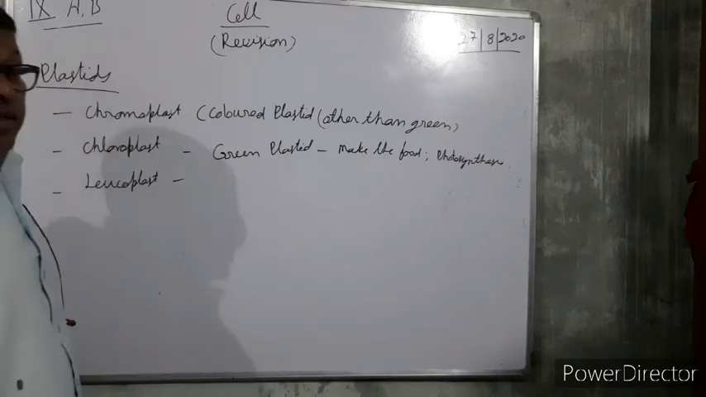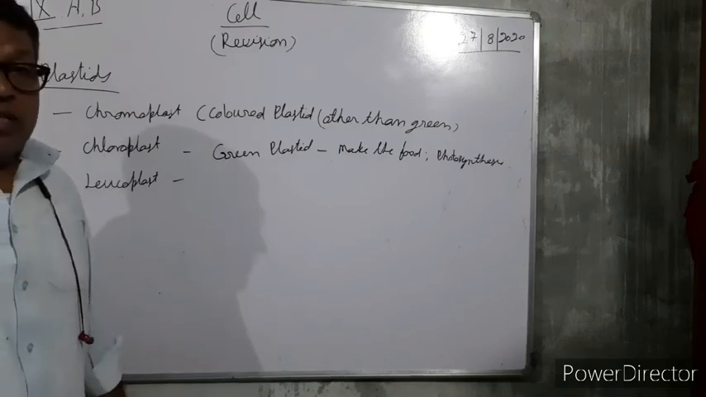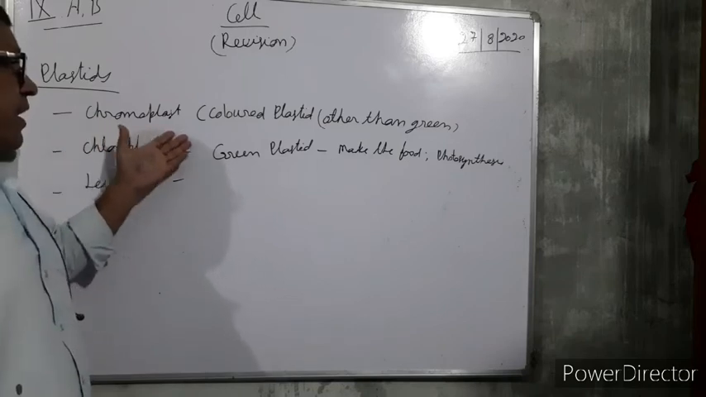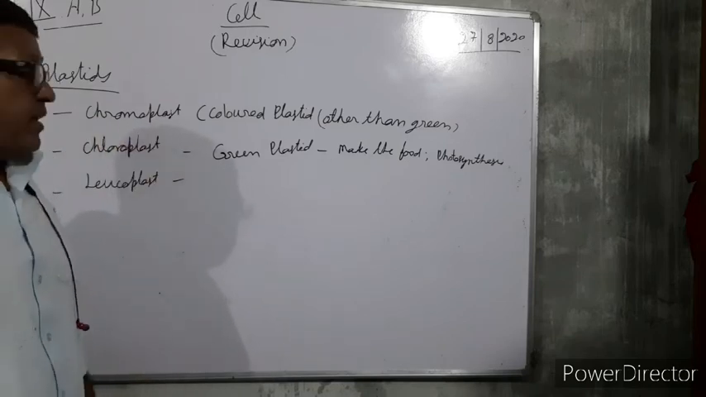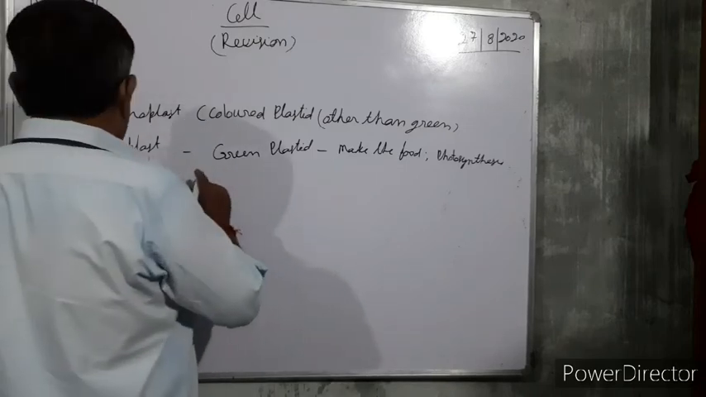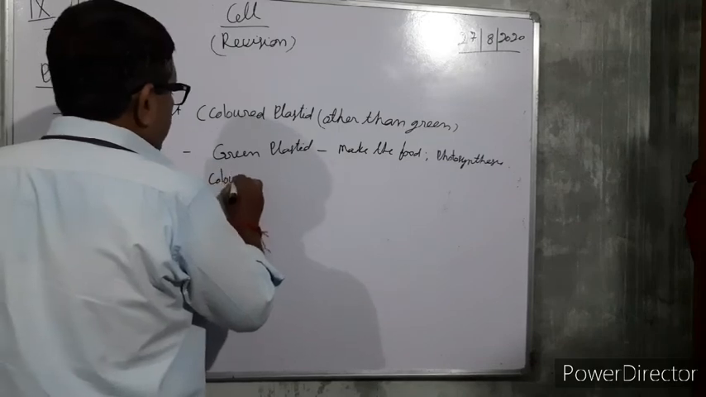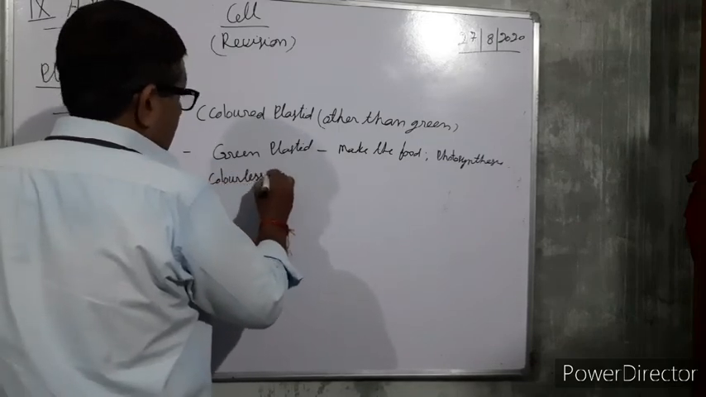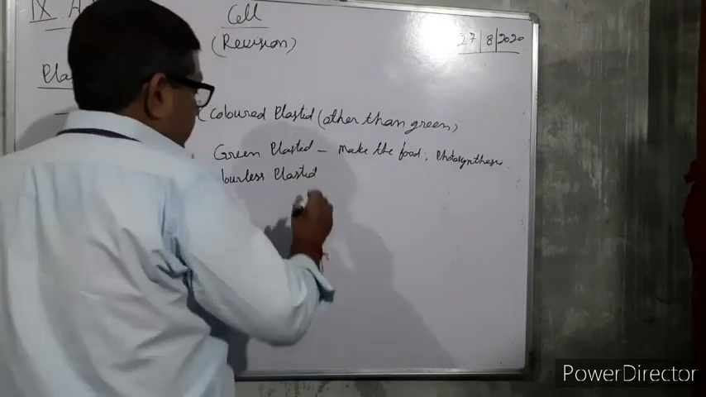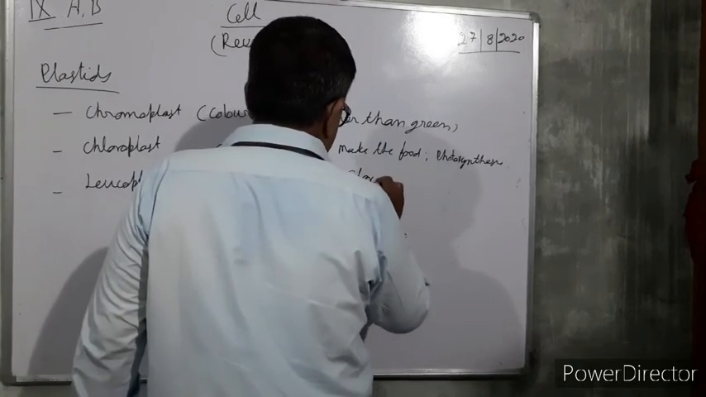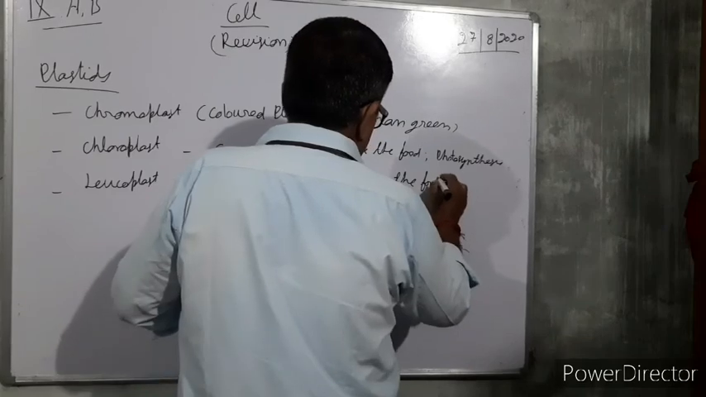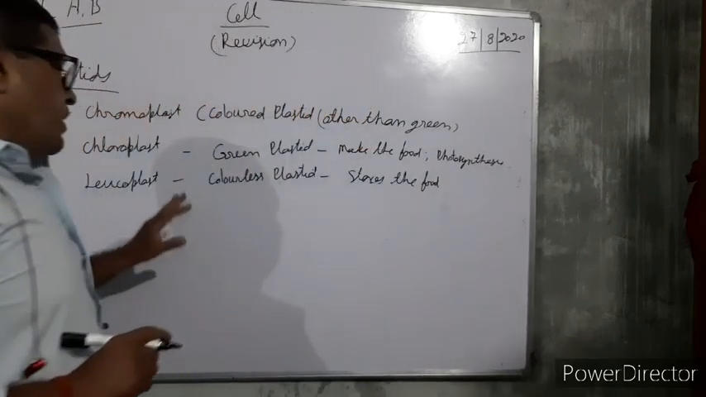A leucoplast. This leucoplast's function is neither to attract the insect for pollination nor to make the food, but it stores the food. This is the colorless plastid and it stores the food. This plastid stores the food.